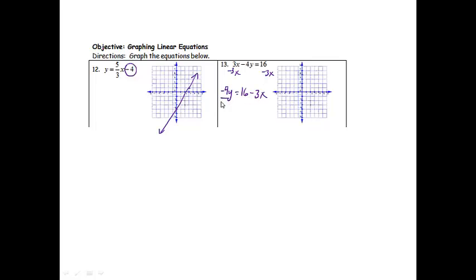And then to get the y by itself, we're going to divide all three parts by -4. Don't forget the negative. So we'll get y equals 16 divided by -4 is -4. And then a negative divided by a negative is a positive 3/4 x.